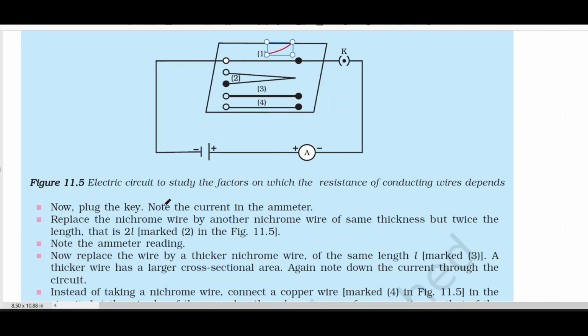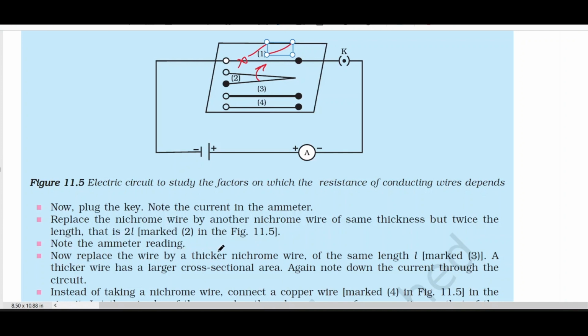Now plug the key, note the current in the ammeter, replace the nichrome wire by another nichrome wire of the same thickness but twice the length, that is 2L, marked by 2 in the figure. तो हम इस वाली निक्रोम वायर को निकाल देते हैं and we replace it by this nichrome wire which is twice the length of the nichrome wire called 1. Okay, so we replace it by the second nichrome wire. Now we note the ammeter reading.